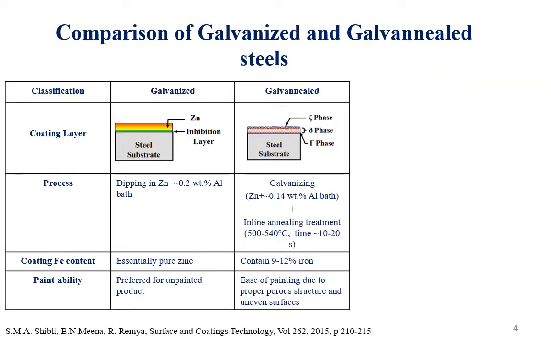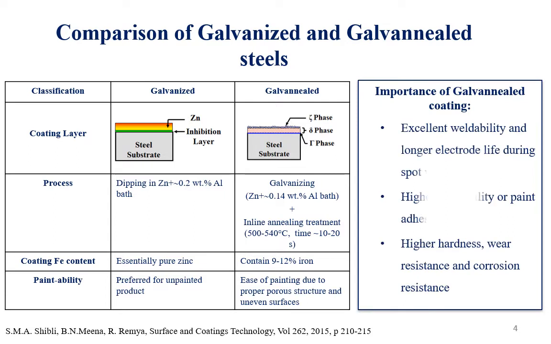So what is the difference between galvanized coating and galvannealed coating? A galvanized coating contains only pure zinc, with a very thin iron aluminum layer at the substrate coating interface, called the inhibition layer. In a galvannealed coating, we are not going to see any inhibition layer at the interface, and the coating contains zeta, gamma, delta, and different intermetallics. For galvanized coating, most industries use 0.2% aluminum because it will form a very thin layer at the interface, control the diffusion of iron into the coating, and keep the coating pure zinc.